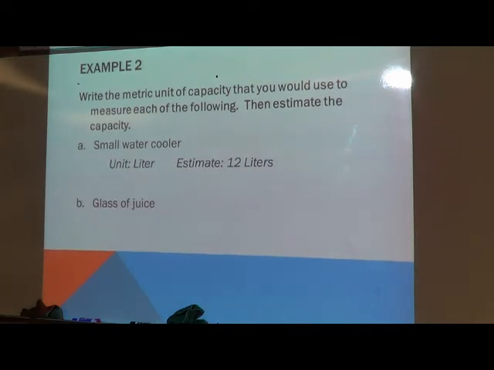A glass of juice then. So you might not want to fill a glass of juice with an eyedropper, but a glass of juice is much smaller than a liter of pop or something. So for that one, I would probably say a milliliter is a better choice there. And I'd probably say about 250, so you're probably looking at a quarter of a liter. But not quite, it's easier to say 250 milliliters rather than 1/4 of a liter.